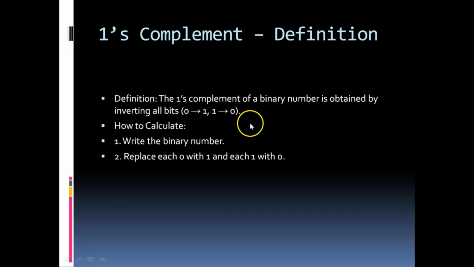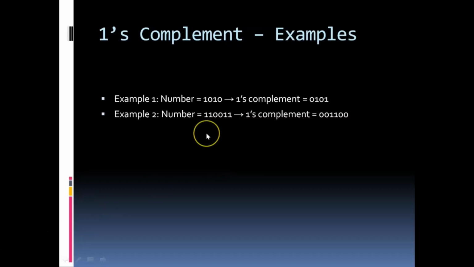So next is 1's complement. The 1's complement of a binary number is found by changing its bits, like 0 turns to 1 and 1 turns to 0. So if any number is given, just convert their zeros and ones and you will get its 1's complement in the solution. How to calculate is, first write down the number and do the replacement. That's it.